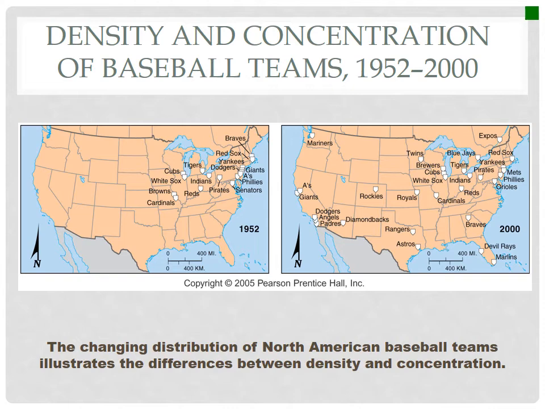All right, density and concentration of baseball teams. So again, as populations shifted and moved throughout the country, you're going to see a shift of baseball teams.